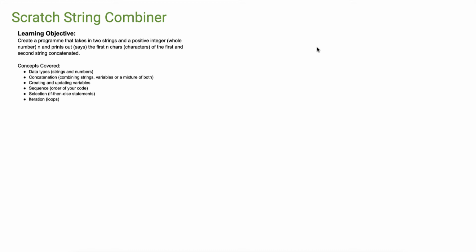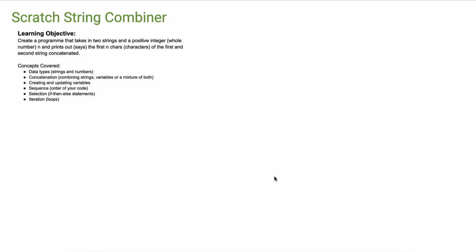So before we jump into this, I'm actually gonna draw out sort of what this program is gonna do on our screen. And just some of the concepts that'll be covered in this video. We're gonna look at data types. So we'll look at strings and numbers. We're also gonna look at this thing called concatenation. That's where we combine strings or variables or a mixture of both. It's like we're adding them together, but we're not actually doing math, we're just sticking them together. We're also gonna look at creating and updating variables.